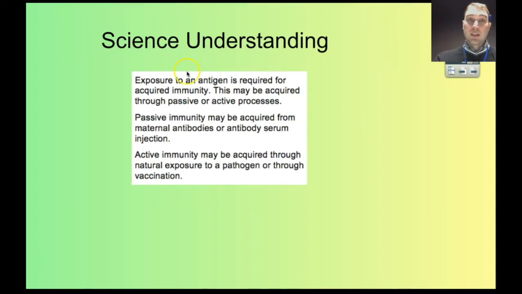So here's the science understanding. Exposure to an antigen is required for acquired immunity. It can be acquired through passive or active processes. Passive immunity may be acquired from maternal antibodies or antibody serums, and active immunity may be acquired through natural exposure or through vaccination.